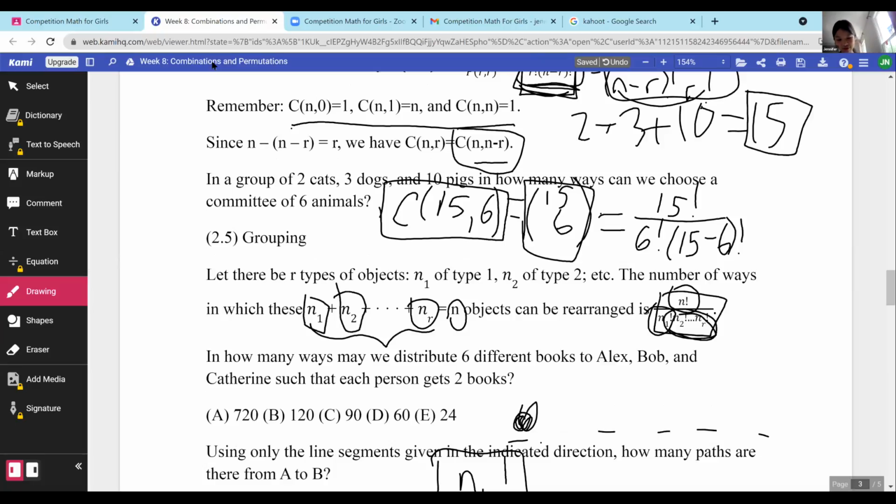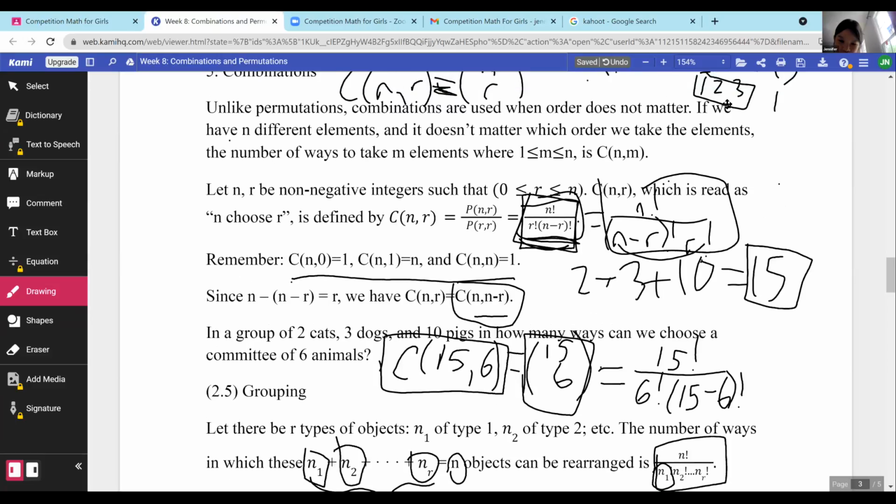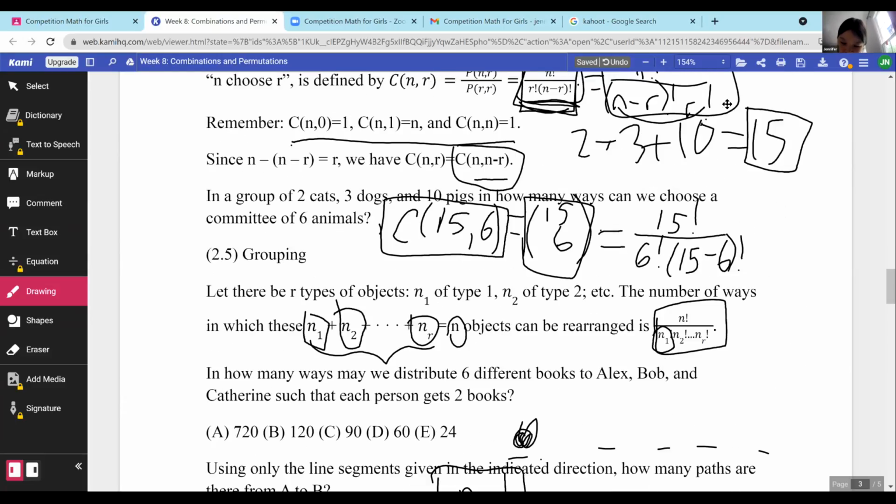And then, since all of the indistinguishable objects are divided out to make sure that there's no overcount, this is the answer. And actually, combinations are a special type of grouping where R is equal to 2.